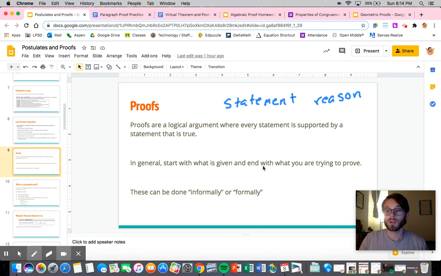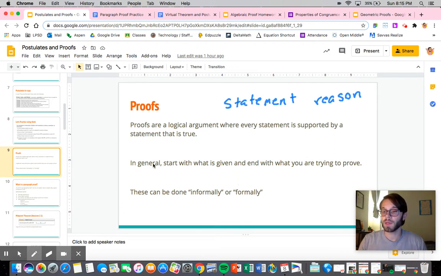Okay, so you should start with what you were given, at least part of what you're given. You don't necessarily need to start with everything you're given. If you're given a couple things, you can start with just one or two of them. But you should then end with what you are trying to prove. That should be your last statement. I am blah, blah, blah is blah, blah, blah. And that should be whatever you are proving.